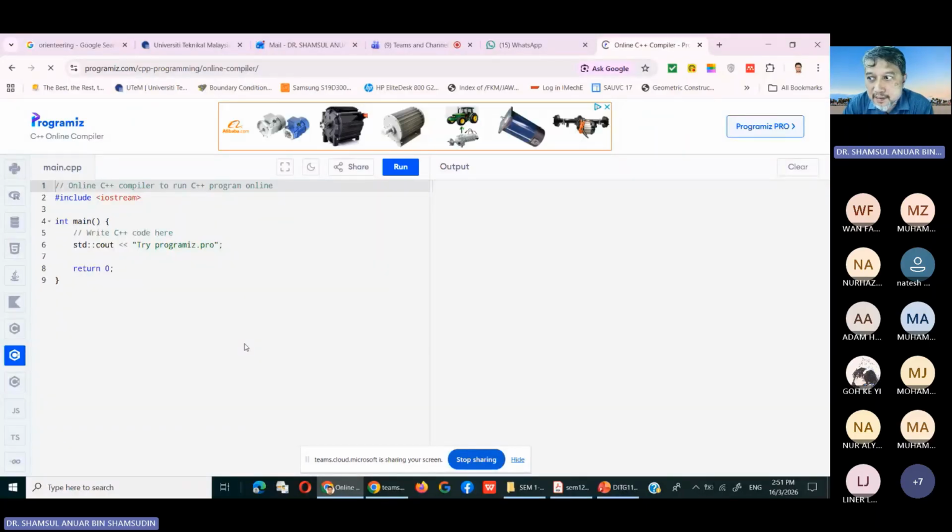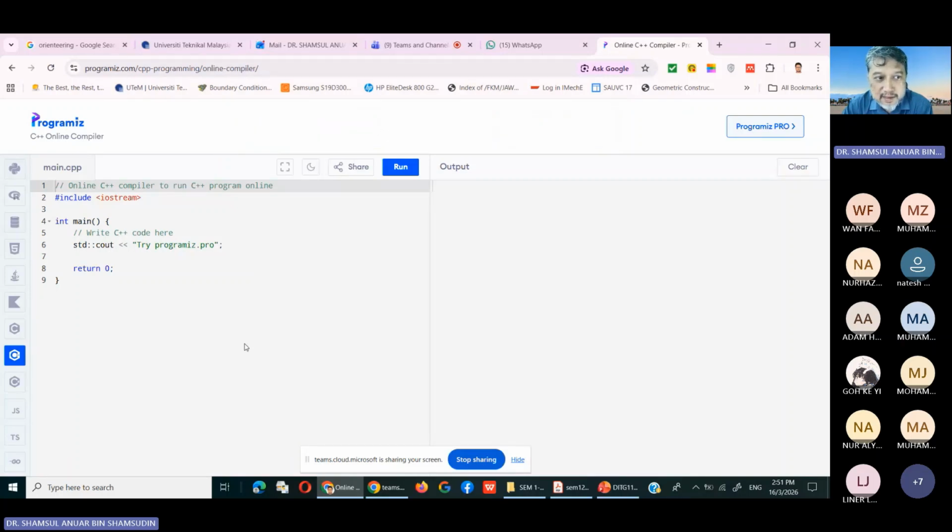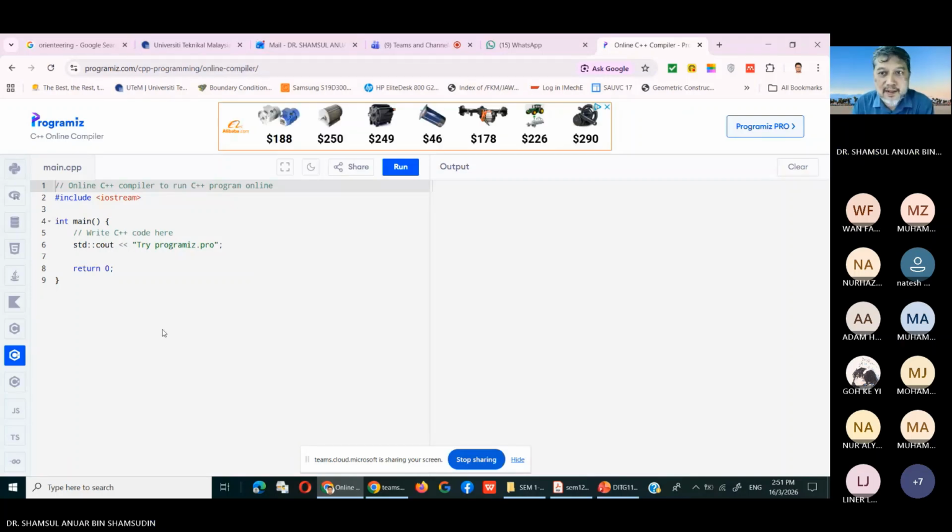I shared a couple of tools that you can use. So there are three tools. One is this thing called Programiz. You can search, Google Programiz C++. This is an online compiler. Another one is called C++ Shell. So that's another good item to use.